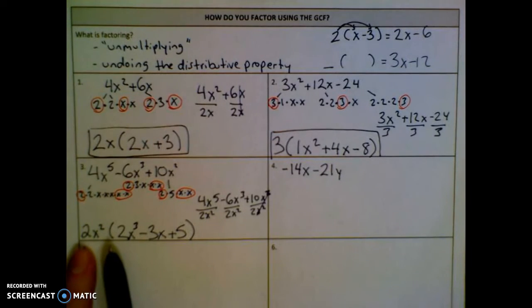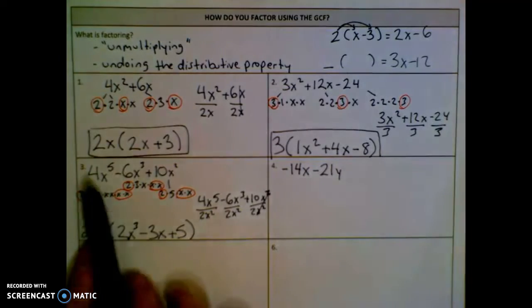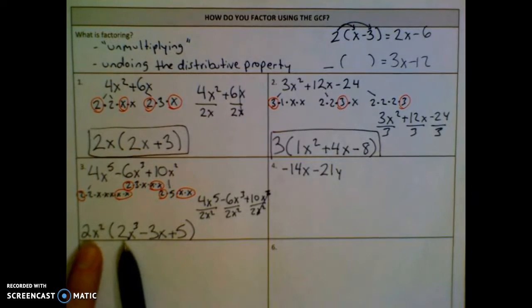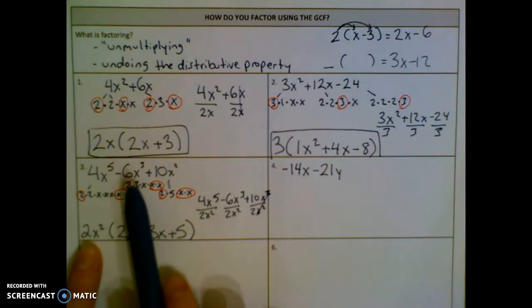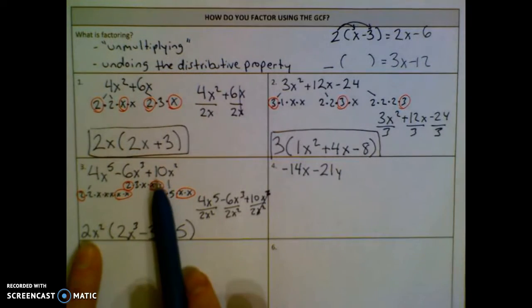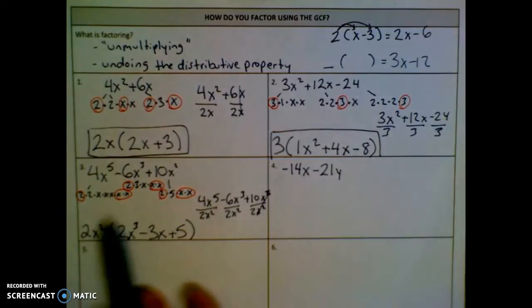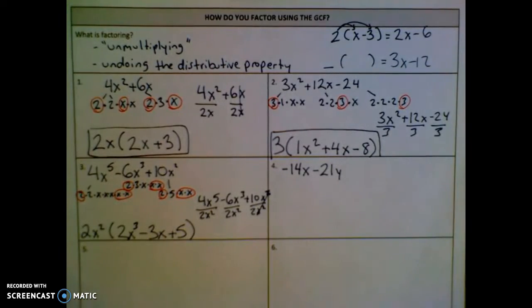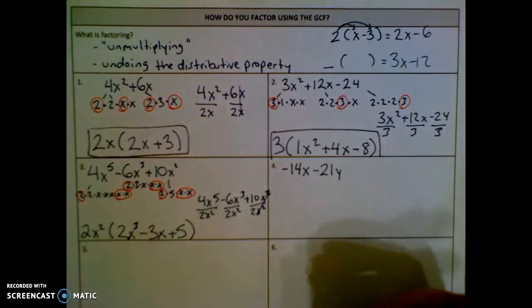And I can double check by multiplying back through. 2x squared times 2x cubed is 4x to the 5th. 2x squared times negative 3x is negative 6x cubed, and 2x squared times 5 is a positive 10x squared. So you can always check your answer at the very end. Okay, let's go ahead and do this guy again.